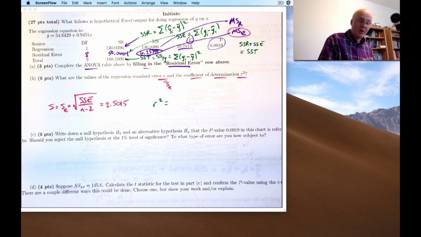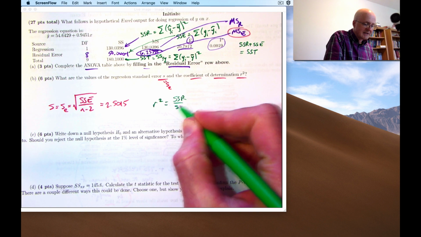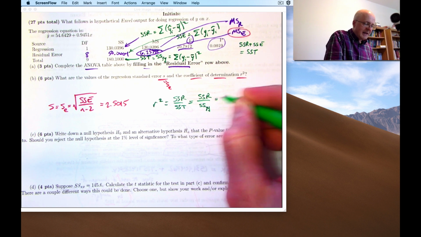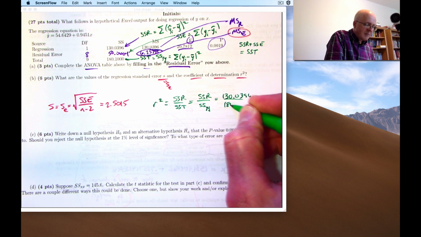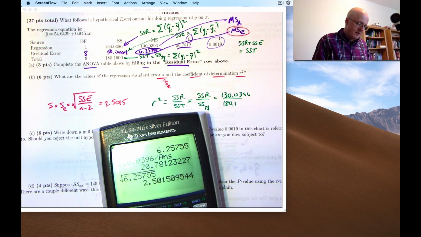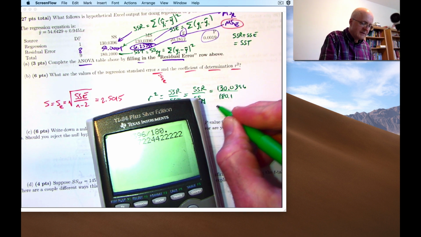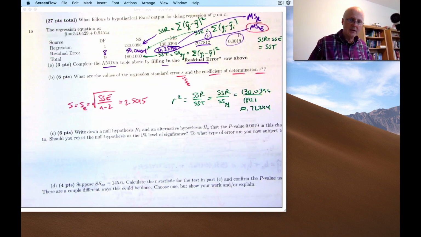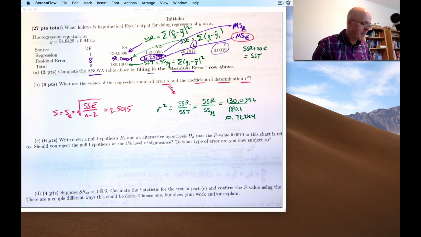So, to get a bigger r squared value, I'd take SSR divided by SST. That's the general formula, SSR divided by SST. You can also write that as SSR divided by SSYY. And in this case, it is bigger than 0.5. It's 130.0396 divided by 180.1. It's about 0.72244. Okay, closer to 1 than to 0. It's a reasonably strong regression, a reasonably strong linear relationship.